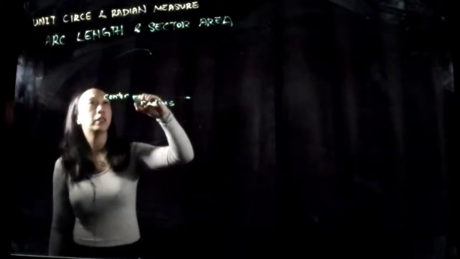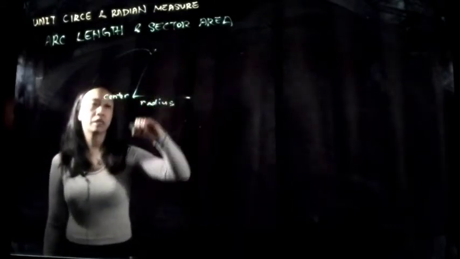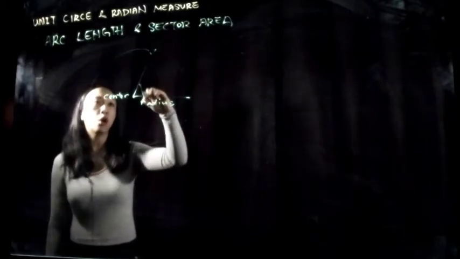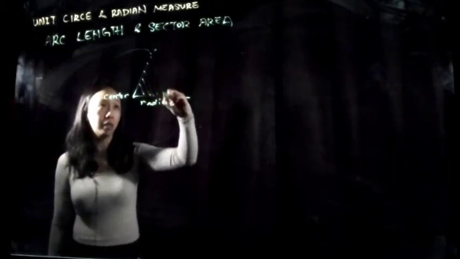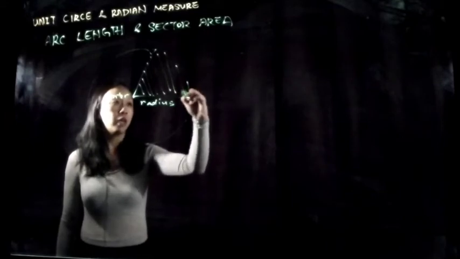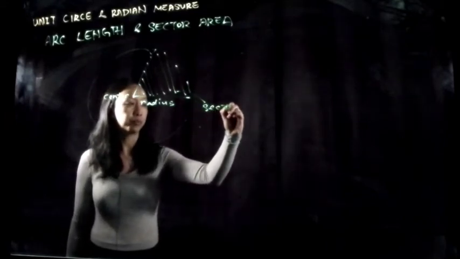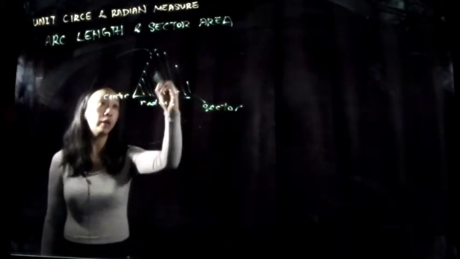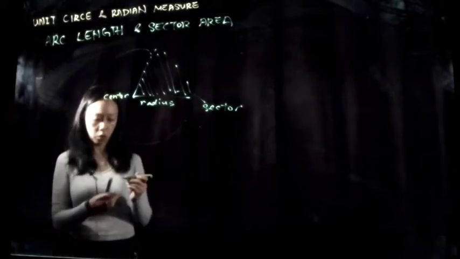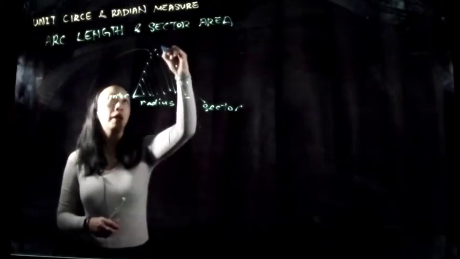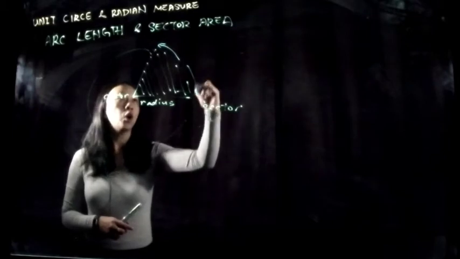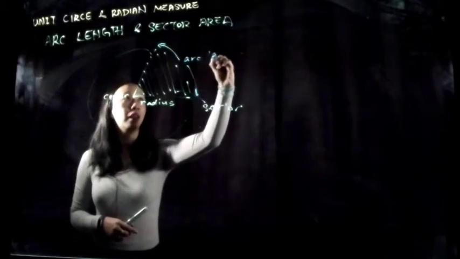And if we have another one from here to here, this is another radius. What do you call the area that is inside here? This area is called a sector. And what do you call this part that is the length? We call this an arc length.